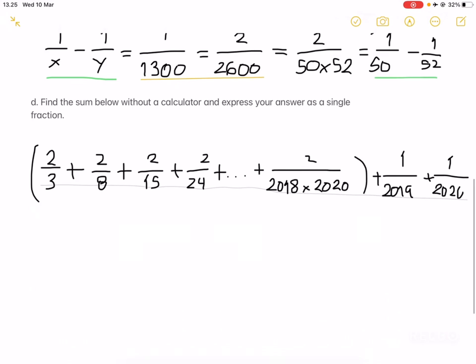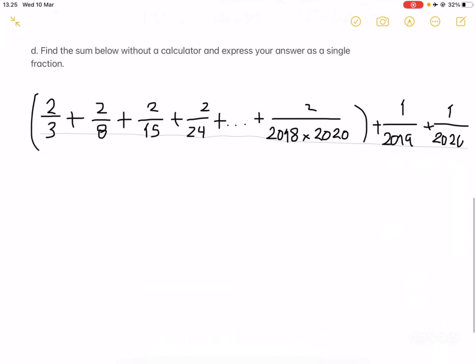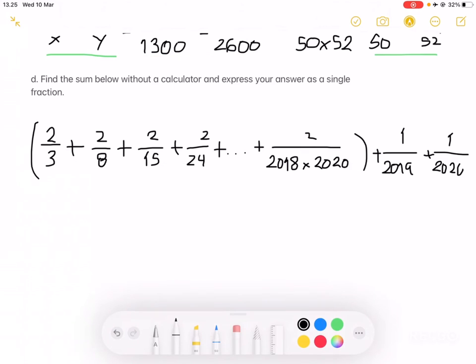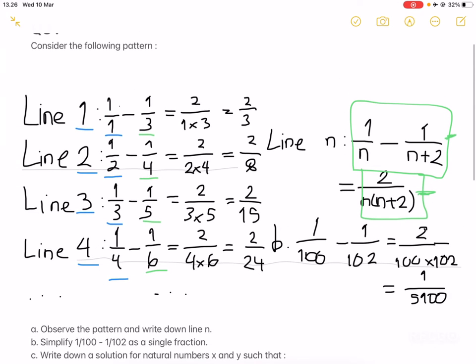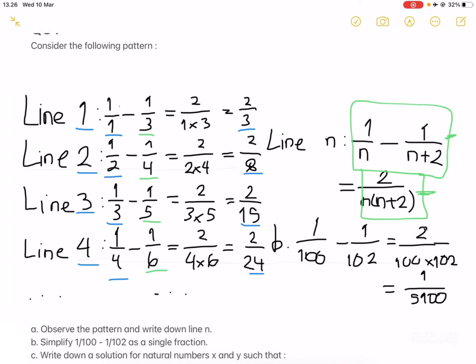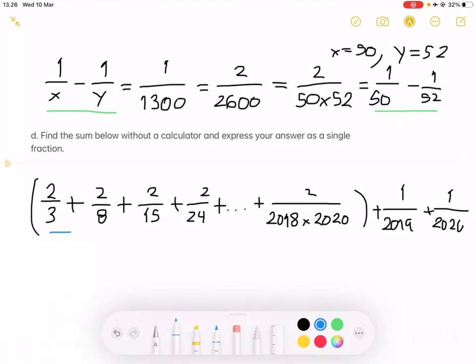For part D, find the sum without a calculator and express your answer as a single fraction. So we're given this insane sum right here, and we're also given some additional terms. We have 1 over 2,019 plus 1 over 2020. Alright, so notice that these numbers are actually members of our given line pattern above here. So notice that we have 2 over 3, 2 over 8, 2 over 15, and 2 over 24. Those are exactly the same as this.